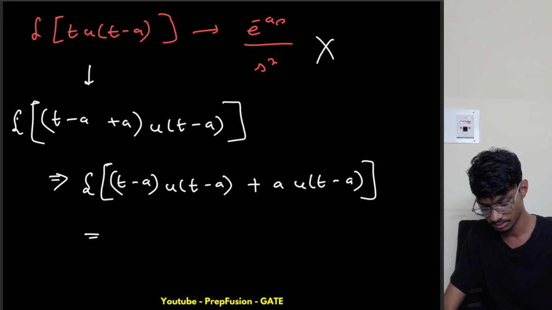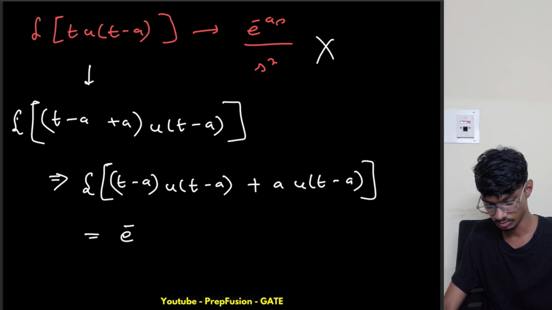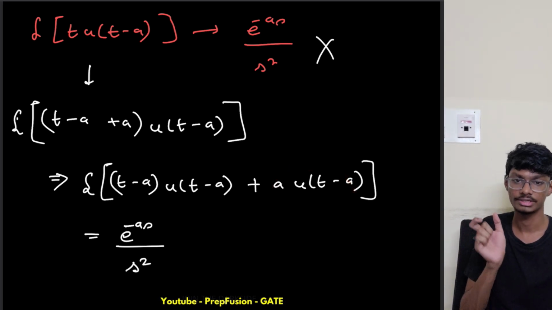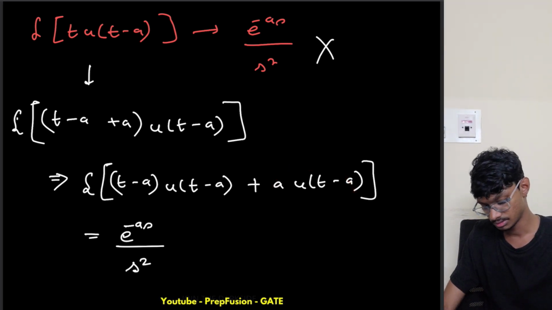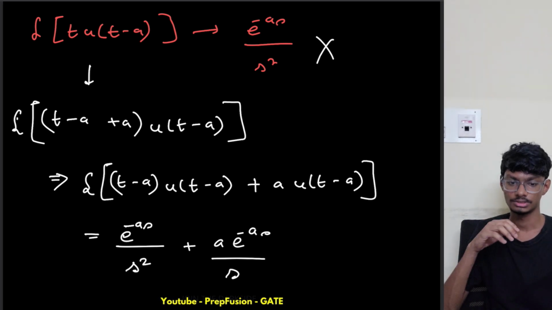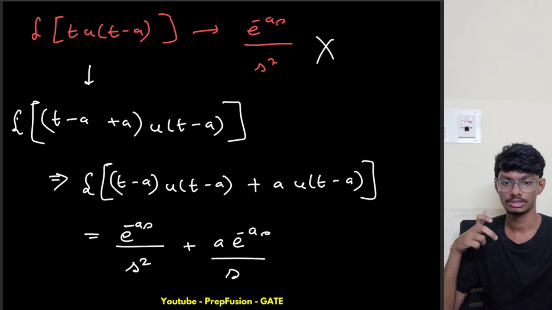So this will be what? This we just solved. It is e raised to power minus as by s square, right? And this one is easy only, a times e raised to power minus as by s. So this is the Laplace transform of this signal. Okay, so these are just basics.